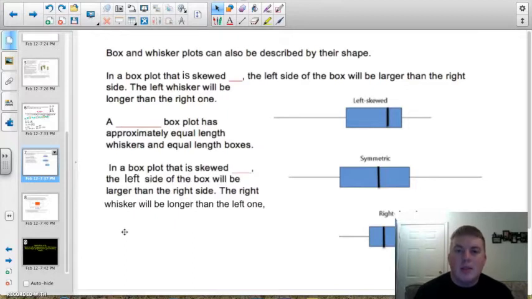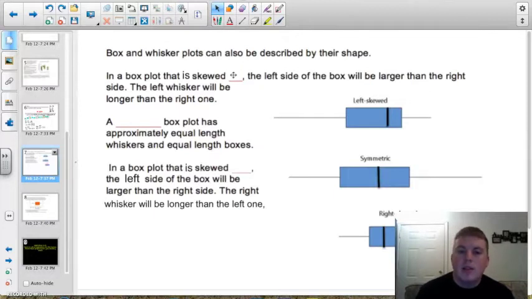In our last lesson, when we were looking at histograms and dot plots, we were able to describe those visual displays by their shape. We're going to be able to do the same thing with box and whisker plots. We're going to mainly be looking at skewness when we're talking about box and whisker plots.